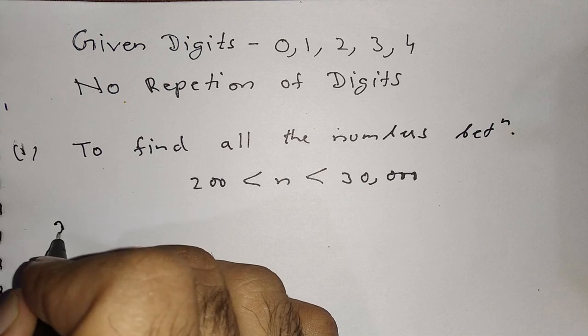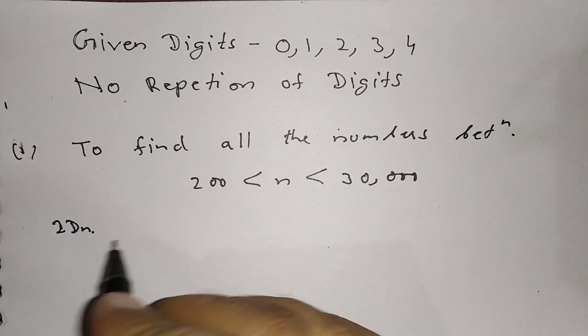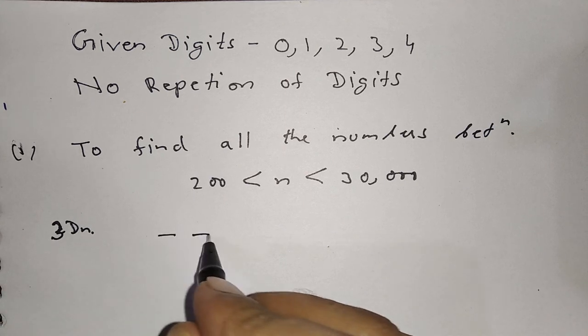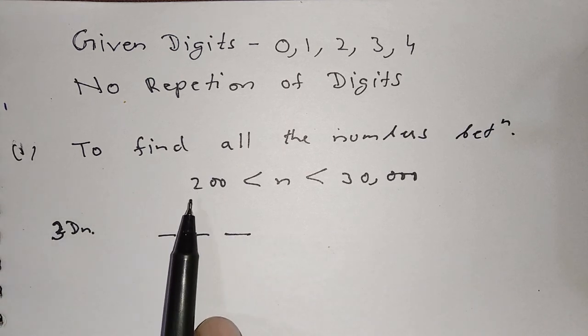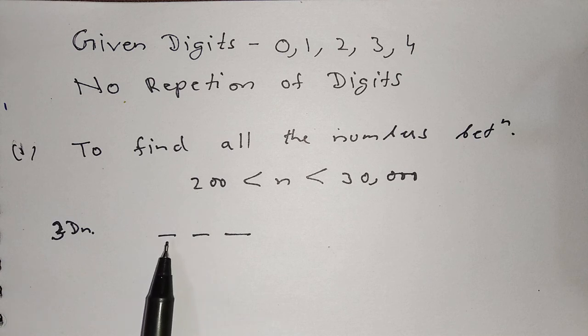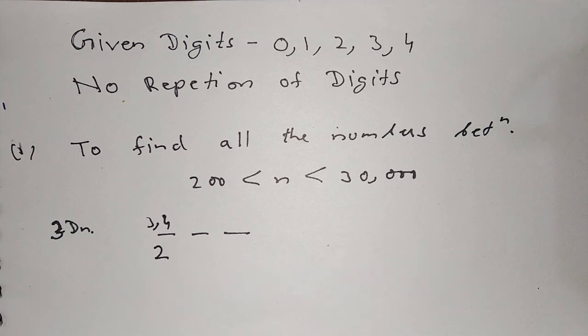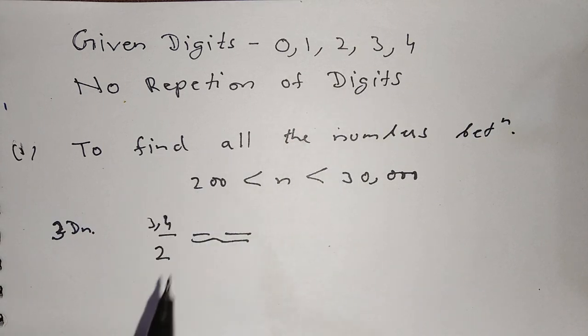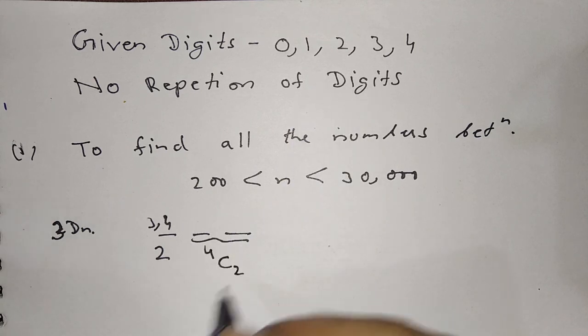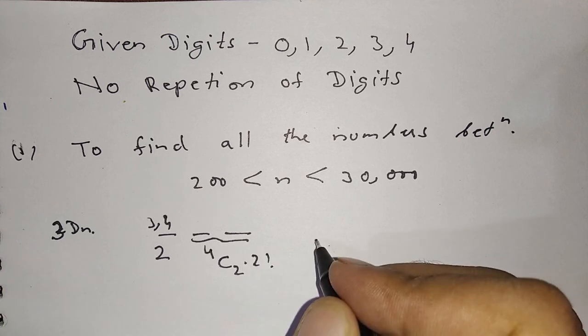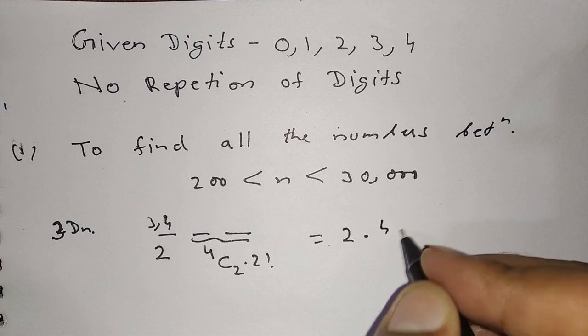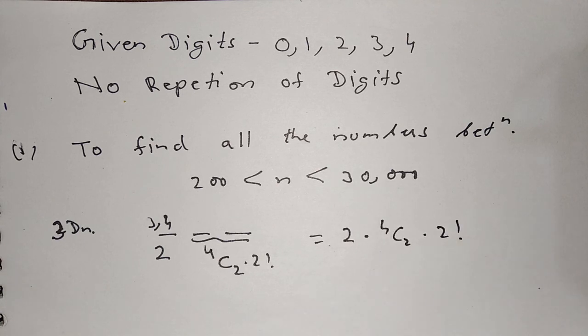So first start with 3-digit numbers. In a 3-digit number we need a number greater than 200. So in the first place we will put either 3 or 4, so there are two choices. Now in the other two places we can put any two digits out of the remaining 4 digits. So we have 4 remaining digits and we choose 2 of them, so we will put 4C2 into 2 factorial. So the 3-digit numbers will be equal to 2 into 4C2 into 2 factorial.